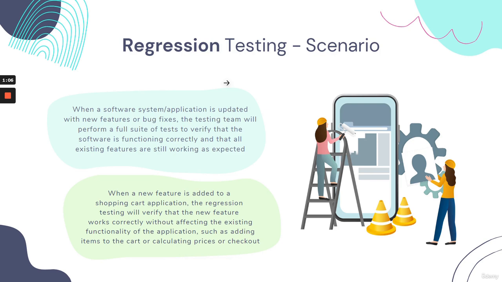When a new feature is added to a shopping cart application, the regression testing will verify that the new feature works correctly without affecting the existing functionality of the application, such as adding items to the cart or calculating prices or even a checkout process. Regression testing would ensure that these functionalities for this shopping cart or e-commerce application are not broken in any way after implementing something new or adding a new feature.